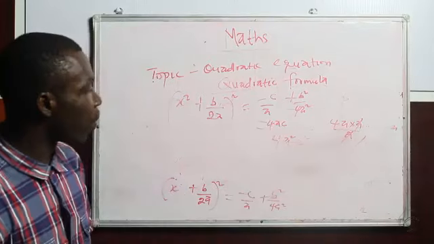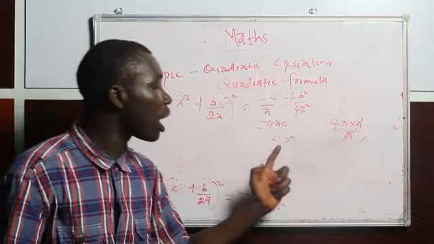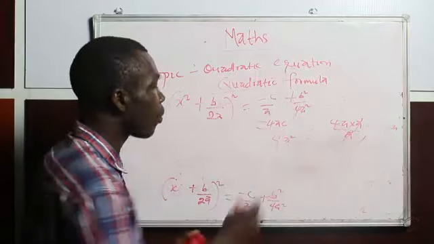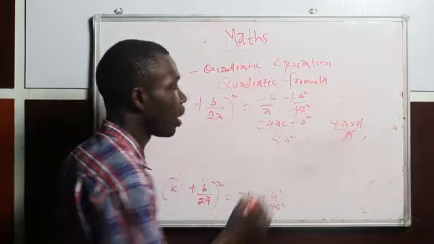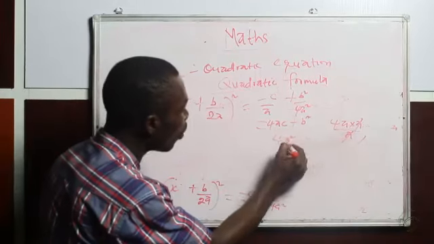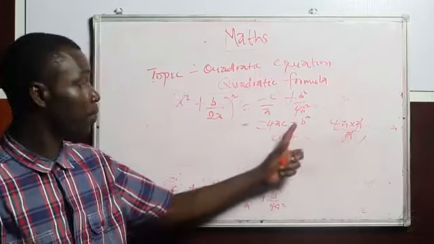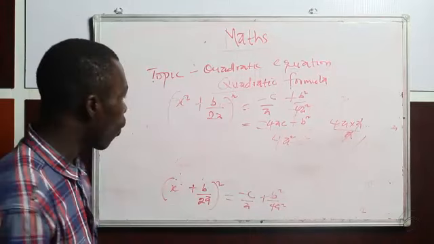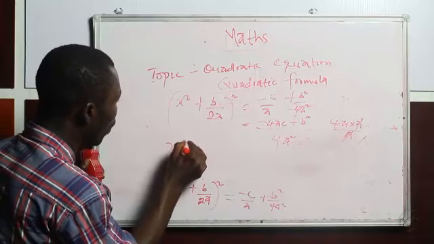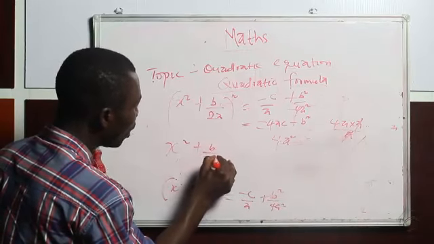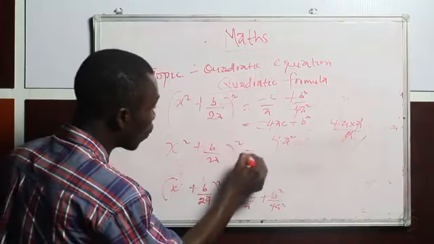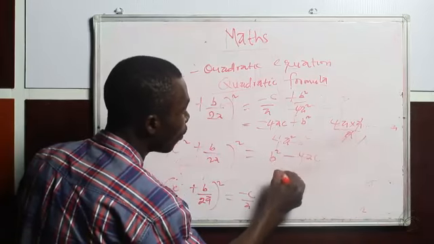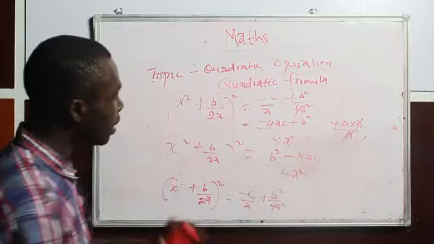Good. Minus 4ac. How many 4a squared are we going to have in 4a squared? We have 1. Then 1 times b squared we have plus b squared. So this is the result of finding the LCM of this equation. Therefore, we have x squared plus b over 2a all squared equal to b squared minus 4ac over 4a squared. This is the formula.